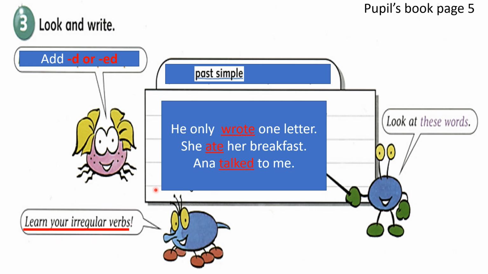Example sentences. He only wrote one letter. The verb is wrote, past form of write. This is an irregular verb. She ate her breakfast. The verb is ate, past form of eat. This is also an irregular verb. Anna talked to me. The verb is talked, past form of talk. This is a regular verb.